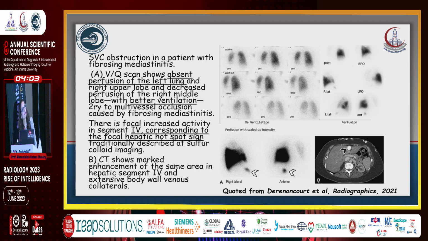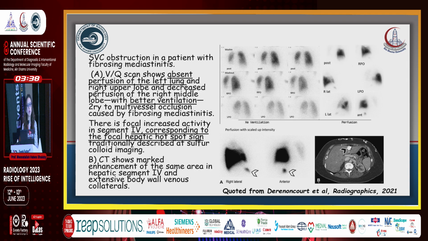The whole left lung shows no perfusion. The left lung shows absent perfusion, while in the ventilation it is much better. This is caused secondary to multi-vessel occlusion by fibrosing mediastinitis.